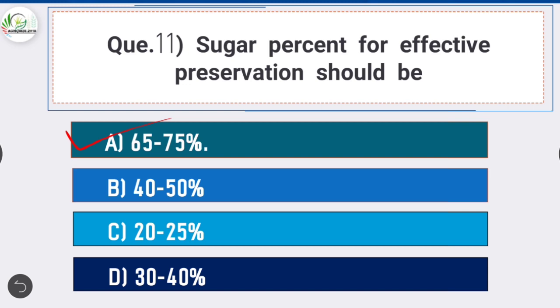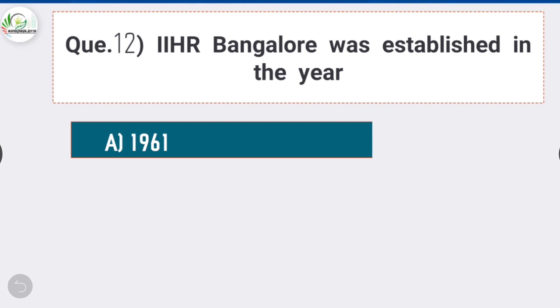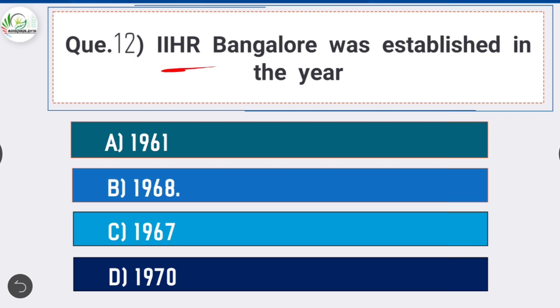Question number 12. IIHR Bangalore was established in the year? Answer is option B, 1968. IIHR Bangalore was established in the year 1968.